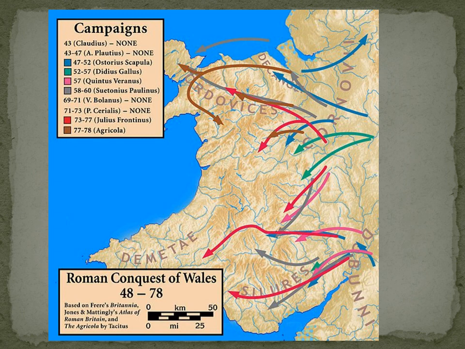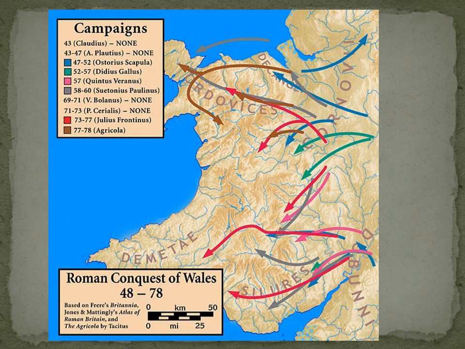Whilst we've got the map up, we can talk about the later governors as well. You can see that Didius Gallus, 52 to 57, is in green, and Quintus Veranius, 57 to 58, is in pink. Tacitus says that those two governors don't really achieve very much. Certainly in terms of the victories that we have, we don't hear too much about them.